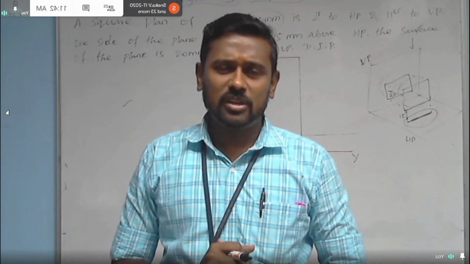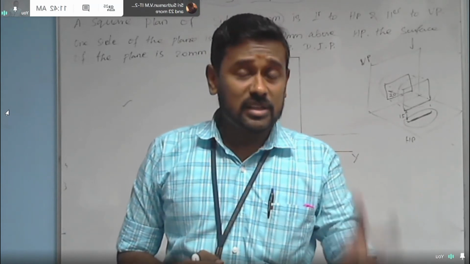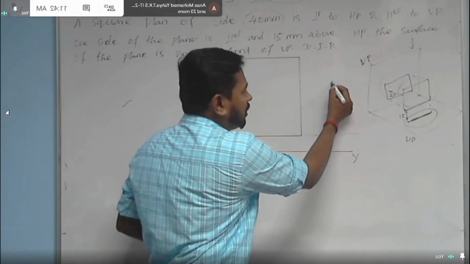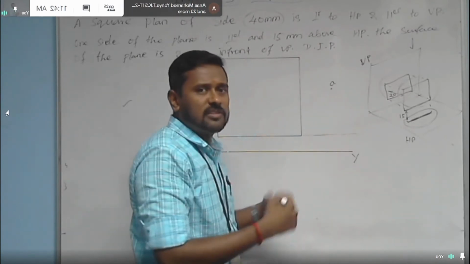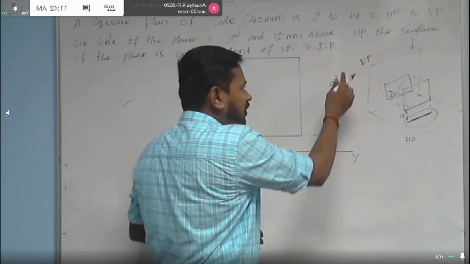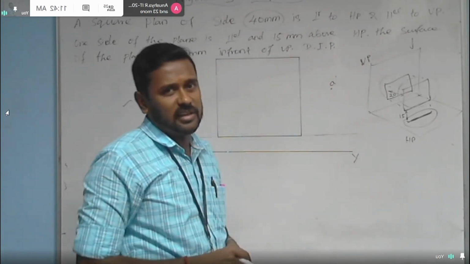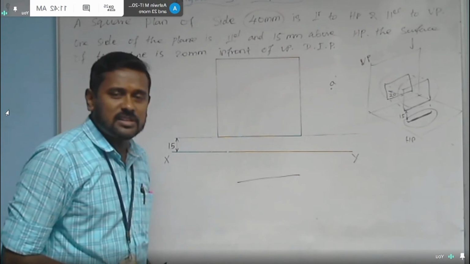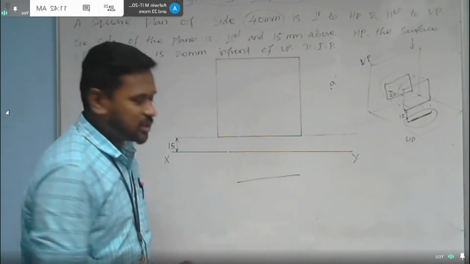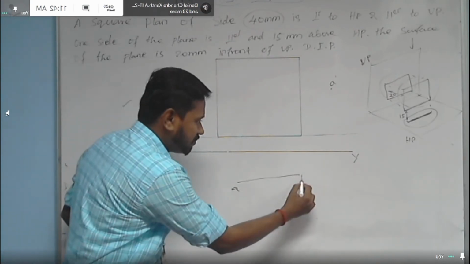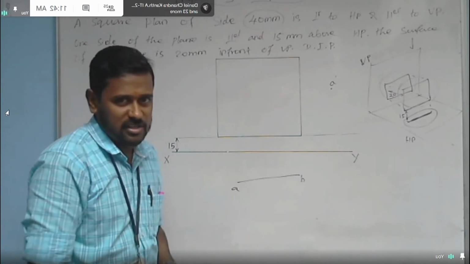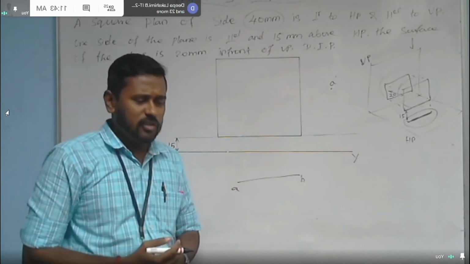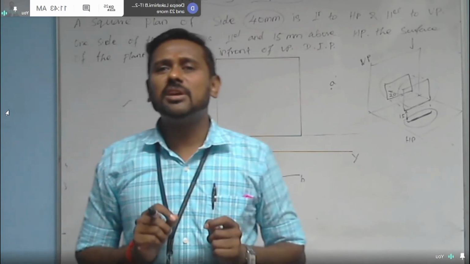In the previous section, in the case of projection of points, a point can be named with a single alphabet, maybe A. If it is a front view, we use A dash. If it is top view, simply we use small letter a. In the case of straight lines, the two ends are named using two alphabets, maybe A, B. If it is front view, A dash, B dash, A1, B1, A1 dash, B1 dash.